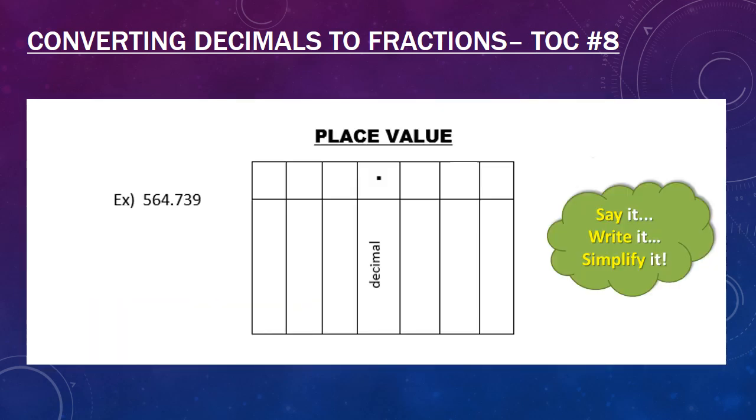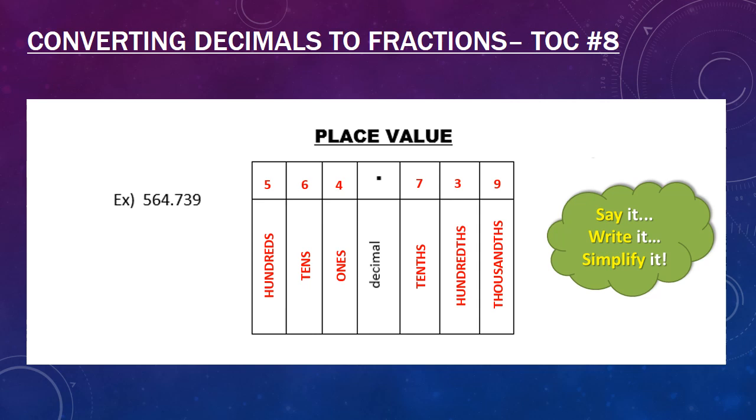So let's review place value. We have this example, 564.739, and we know that if we put the 5 in the hundreds place, the 6 will go in the tens place, the 4 will go in the ones place, we'll put the decimal after the 4, the 7 is in the tenths place, the 3 is in the hundredths place, and the 9 is in the thousandths place.